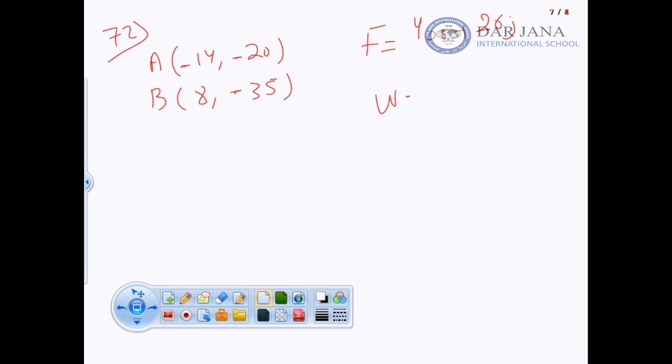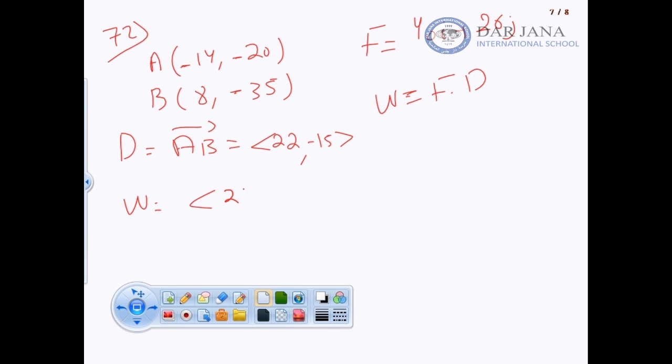So I'm going to use this formula F dot D. We need to find the displacement, vector AB. Let's find the displacement vector. 8 minus negative 14 is 22, and negative 35 minus negative 20, negative 35 plus 20, is negative 15. So we will find the work: (22, negative 15) dot the force (40, 26).